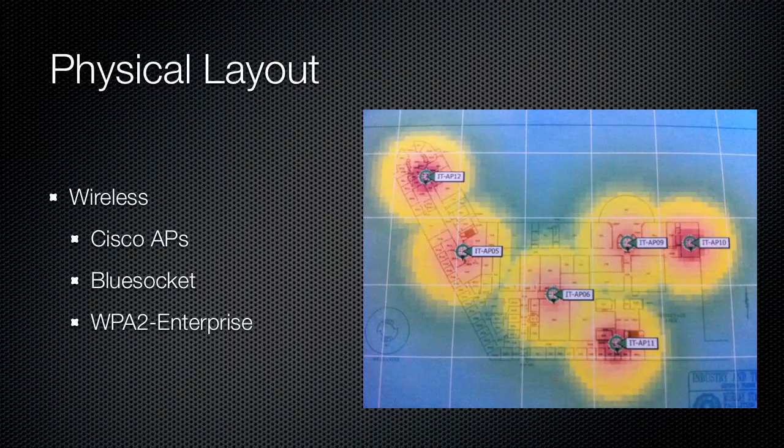For wireless, this is a location of the wireless access points that exist in each building. Both floors exhibit a pretty similar physical location for the wireless devices. They are Cisco access points, and they use software called BlueSocket, which is basically a management control system for the wireless devices. The devices also run WPA2 Enterprise wireless security, which uses a username and a password for authentication.